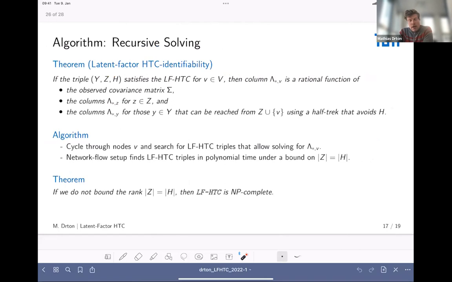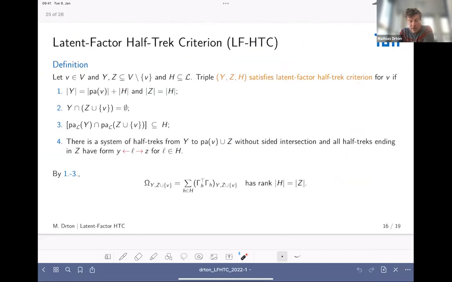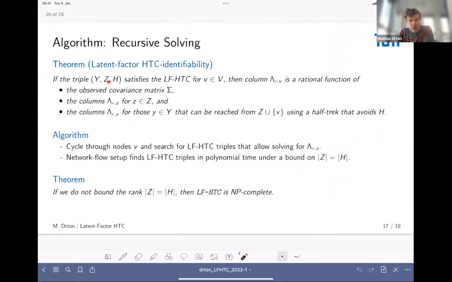Okay. And so our theorem tells us exactly when we have such a triple satisfying this latent factor half-trek criterion, all these conditions. If I find it algorithmically, then I can solve for a column, and I can tell you that it is a rational function of the observed matrix sigma and certain other columns in lambda that I can tell you exactly what they are. And since I know exactly what they are, I can build an algorithm that cycles through the nodes and checks: can I find an equation system where all the coefficients only depend on sigma? Then I solve, and I get some first column.